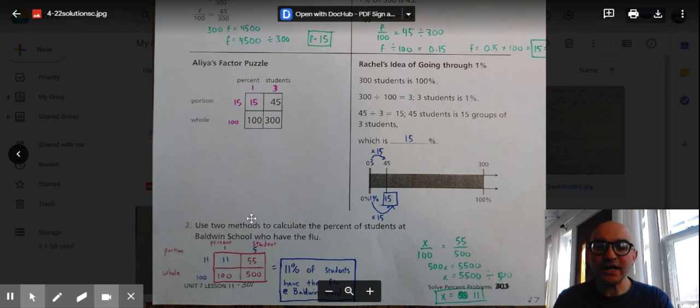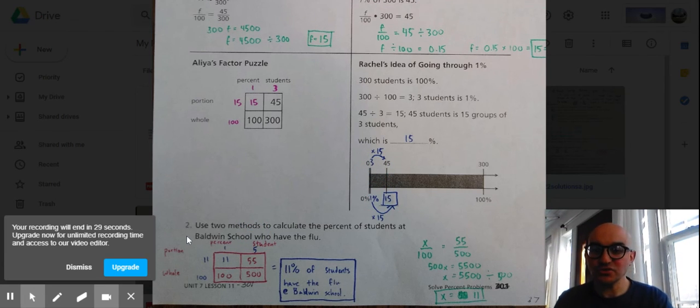Okay, to find the percent of students who have the flu at Baldwin School, I set up a factor puzzle. We're using 2 methods. One of my methods was a factor puzzle here, and I found that 55 students out of a total of 500 students at Baldwin School equals 11%.